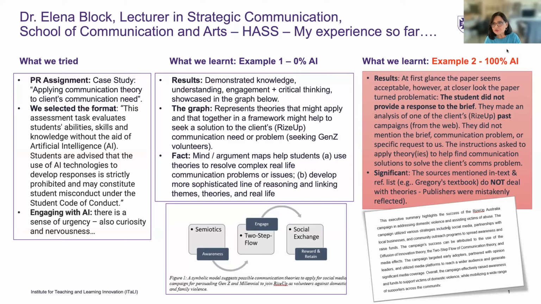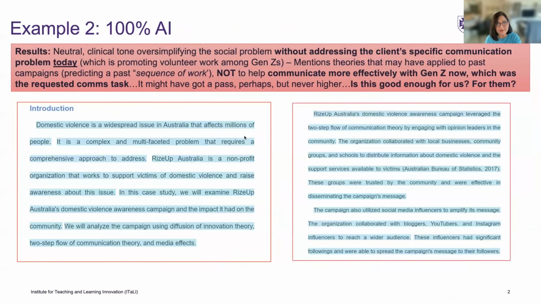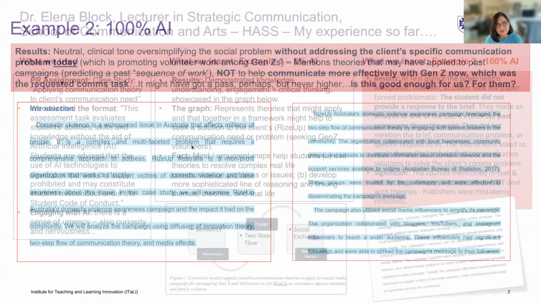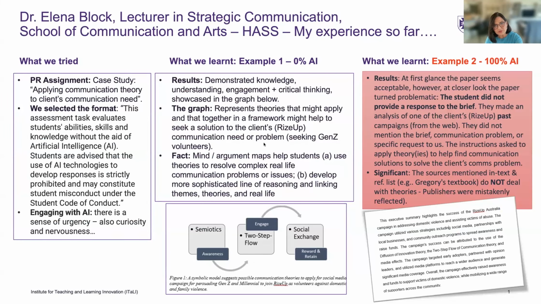The difference with a person who obtained 1% AI and 100% AI was immense. So this student demonstrated knowledge, understanding, engagement, and critical thinking, showcased in the graph below with three theories that applied perfectly well to the case. The client was Rise Up, about domestic violence, and they want to engage Gen Z volunteers. So this is a specific case: Gen Z volunteers.